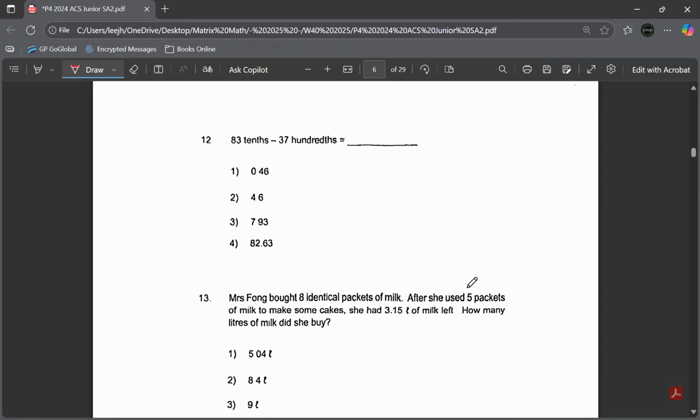83 tenths minus 37 hundredths is what? So I need to convert 83 tenths. 83 tenths is actually 8.3. 37 hundredths is 0.37. So I just do 8.3 minus 0.37. You change this one to 8.30. Minus, cannot, so borrow. 10 minus 7, 3. 2 minus 3 cannot, borrow, now it becomes 12. 12 minus 3, 9. Decimal point, 7. 7.93. Number 3. The point is a little bit not obvious, but this is your answer.